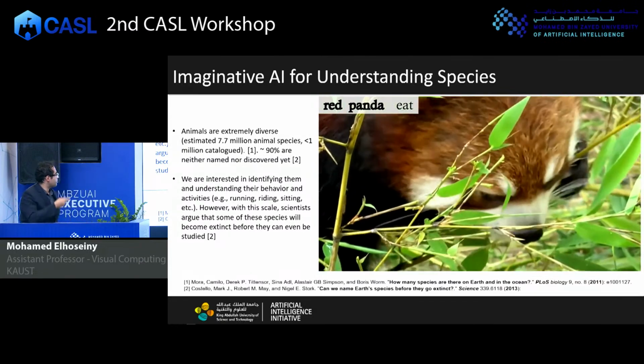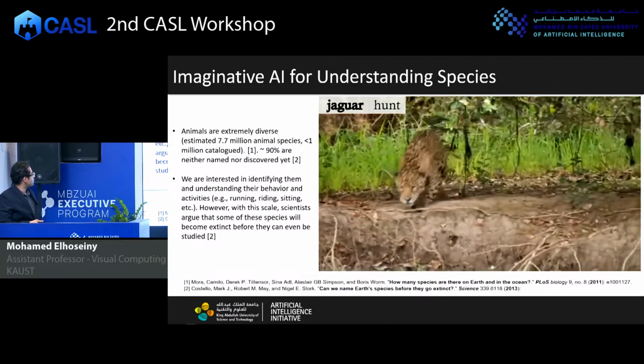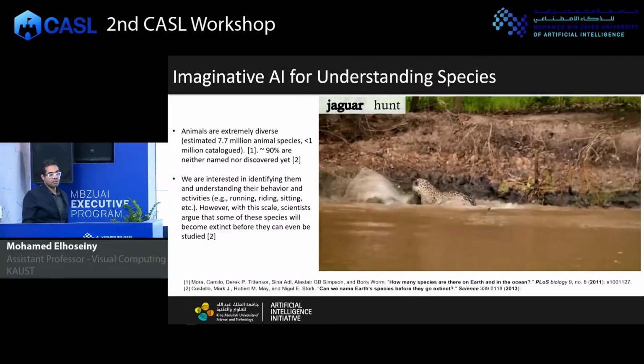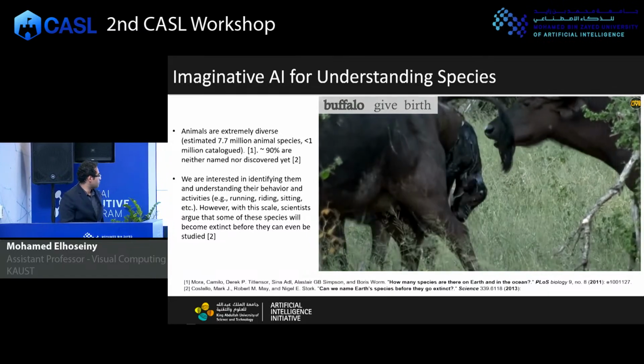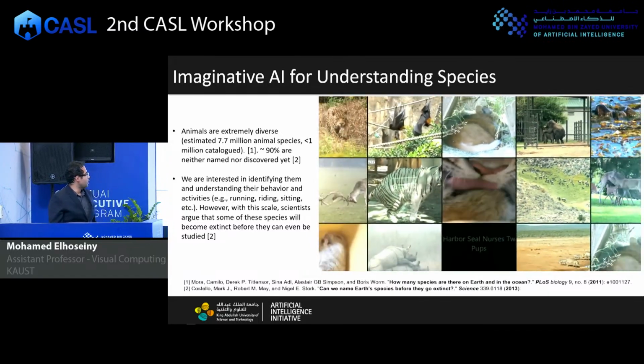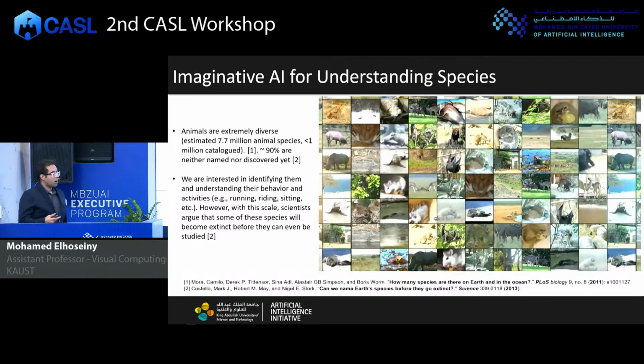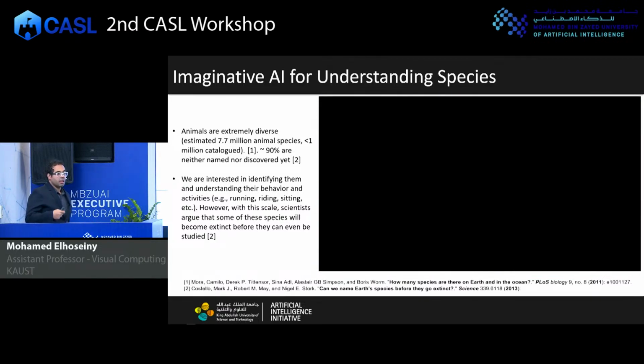So it is estimated that there exist 7.7 million animals on our planet, according to these articles in PLOS ONE and Science. And only 1 million of those are cataloged, meaning we give them a name. And this means that close to 90% of them, we don't even have a name for them. We know that they exist because it's an estimate, but we discovered only 1 million, right? So this means that in order to process the world, it's a long way to just understand everything that is ongoing in our planet.